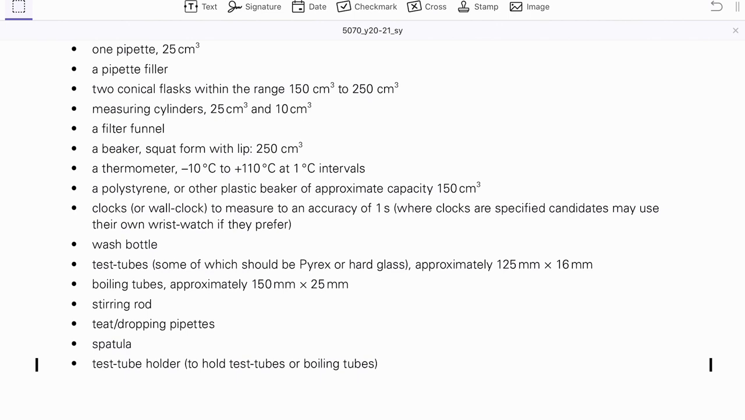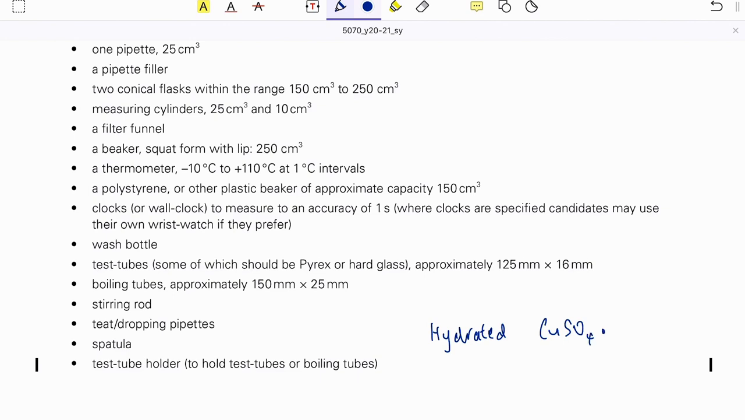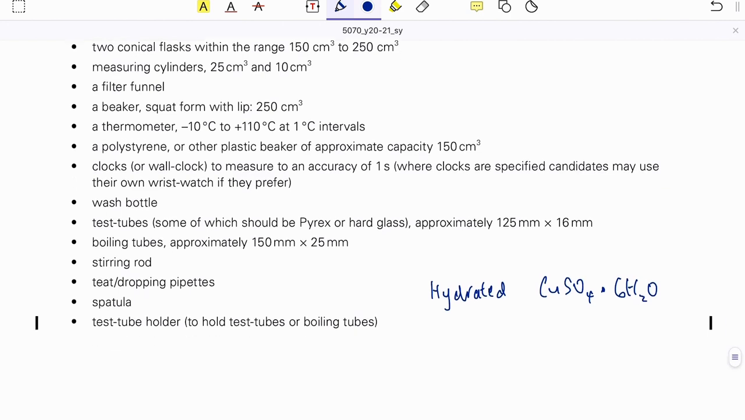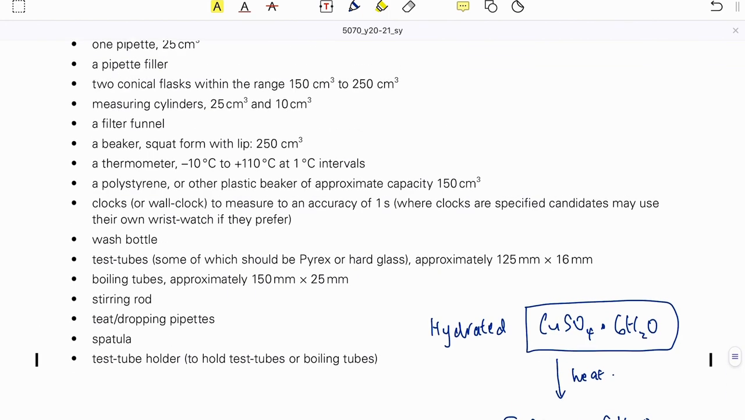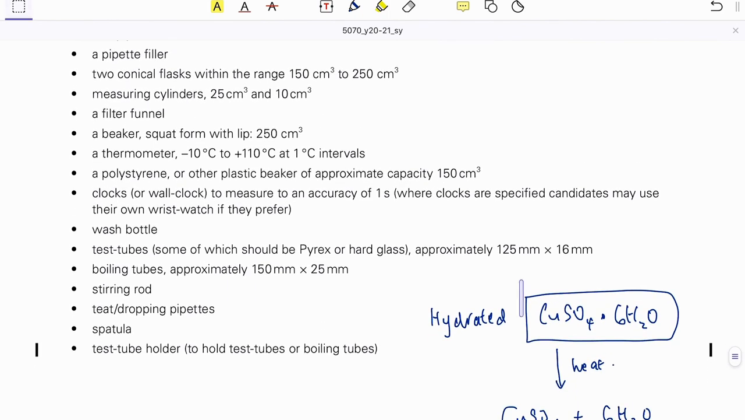So there are things that are called hydrated salt. So you might have heard of this. It's like CuSO4 dot, it might be 6H2O, it might be 5H2O. So what would you see when you heat this? Well, this is going to be a blue colored solid. When you heat this, you are going to get CuSO4 plus 6H2O. So this is a solid. The original thing is a solid. That is a solid.